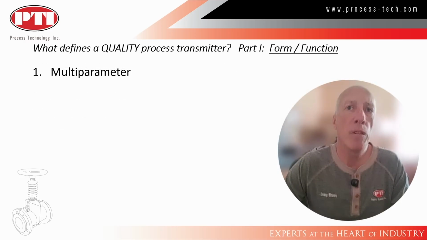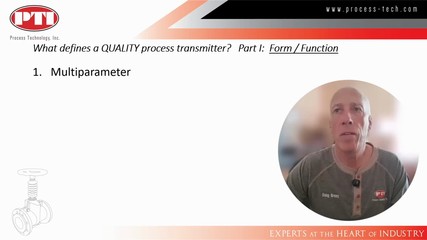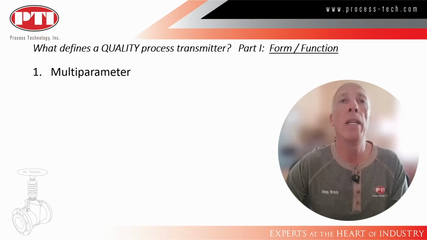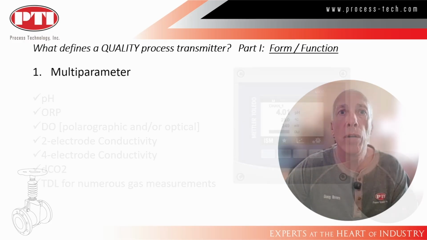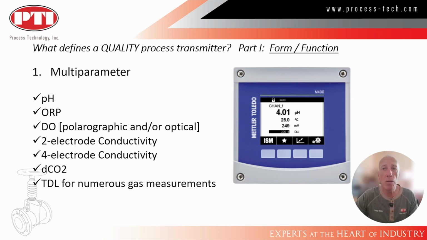An example of form function is multi-parameter. Years ago, a process transmitter was specific to a single parameter. You literally had to order 3 different models just to measure pH or dissolved oxygen or conductivity. The advent of multi-parameter led to now being able to order one model for numerous parameters. For example, this M400 from Mettler-Toledo literally can be a pH and ORP, or dissolved oxygen, whether it's polarographic or optical, or 2-electrode conductivity, or 4-electrode conductivity, or dissolved CO2, or possibly even a TDL, tunable diode laser with numerous gas measurements, all based upon what sensor is physically connected to the transmitter.